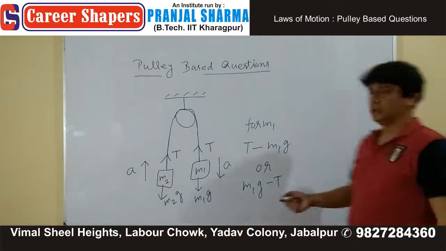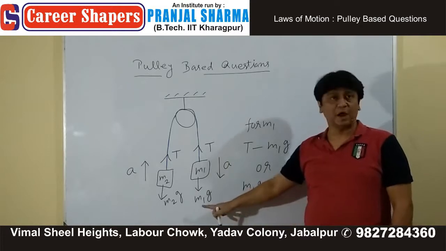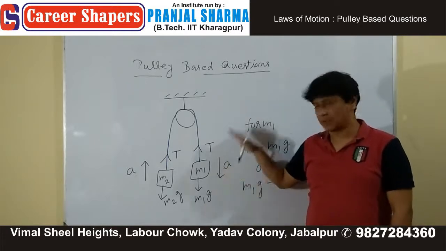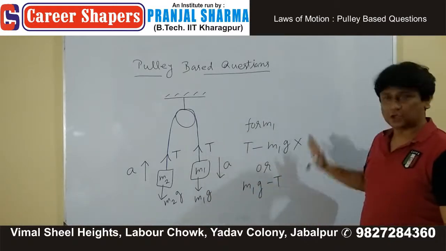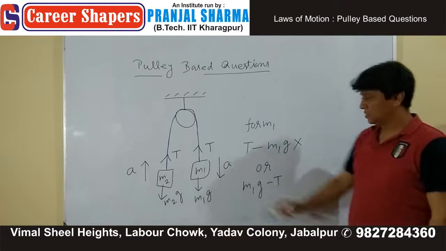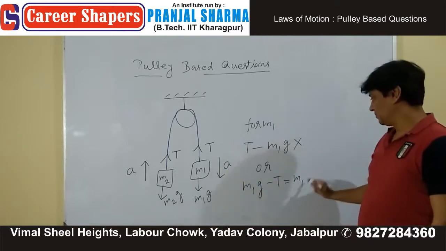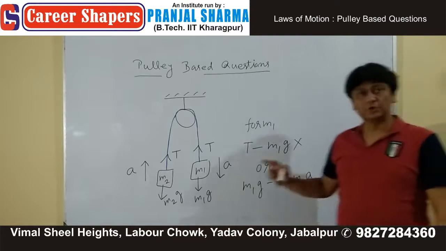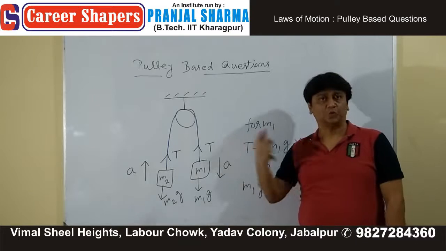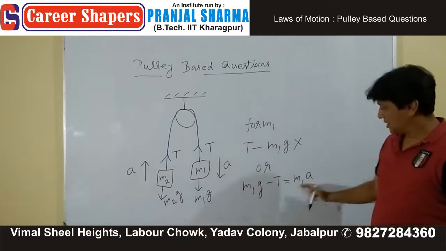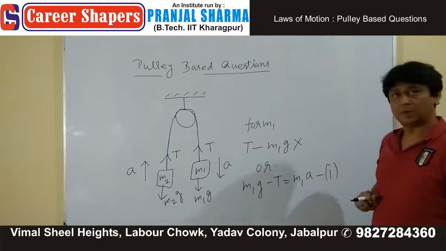Always remember, which one is the dominating force? And why is it dominating? Because M1 is coming down. And therefore, forget about this. Take this: M1G minus T is M1A. Subtract the smaller from the larger. That will give you what? Net force. And net force is mass into acceleration. This is your equation number 1.